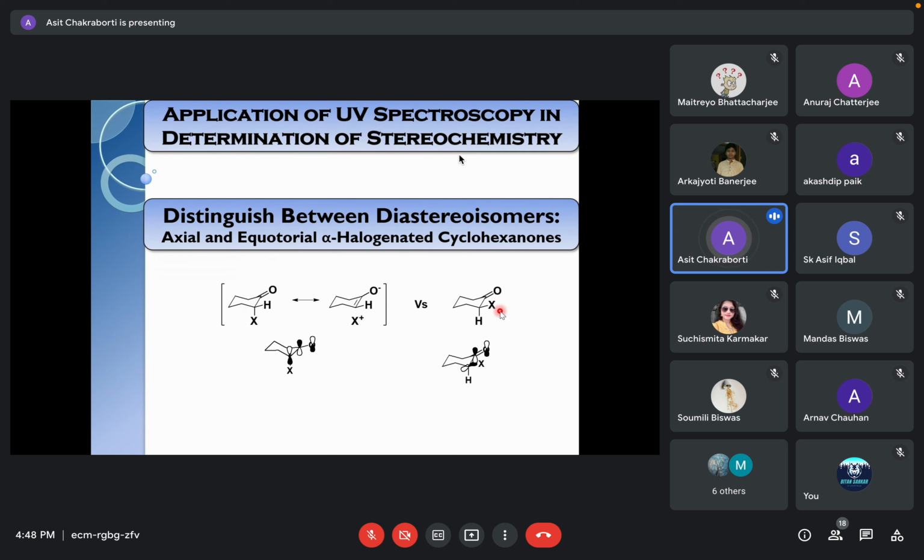When it is in an equatorial position, they are orthogonal, because the pi is perpendicular to the sigma star antibonding orbital. We'll discuss that, you know all those things. But this sigma star antibonding orbital orientation will be required when we understand the mechanism of the SN2 reaction. So this orbital overlap does not become possible in the equatorial case. So simply looking at the UV lambda max value, compare these two compounds.